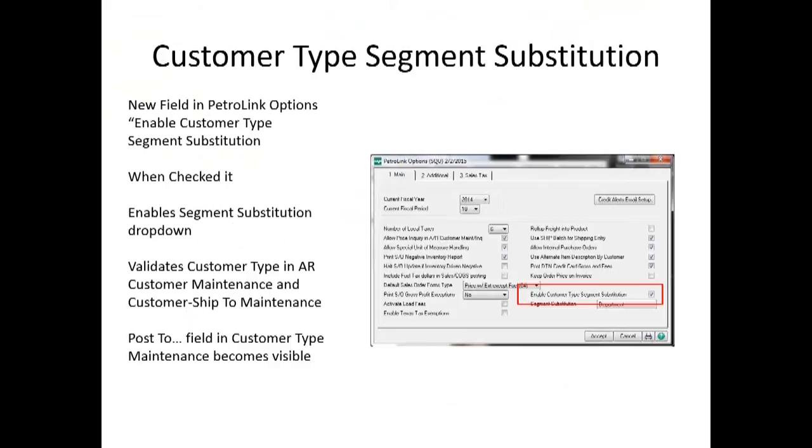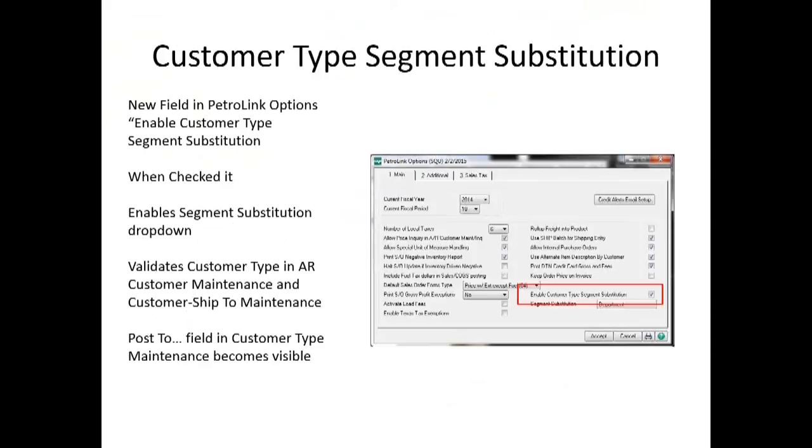So what we did was, we know not everybody would necessarily want to be able to do this. We try very hard at DM2, and we like to not sort of deprecate things you're already doing. So if you're using the field in a specific way for your business, you don't have to enable this, but if you decide you want to, there's a new field in the Petroleum option. It's called Enable Customer Type Segment Substitution.